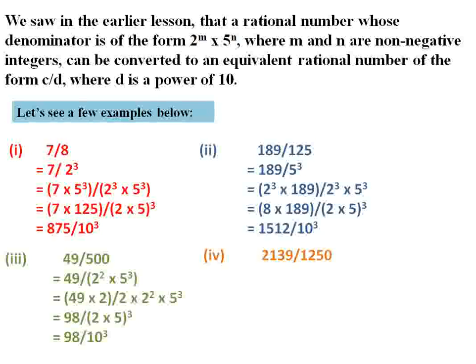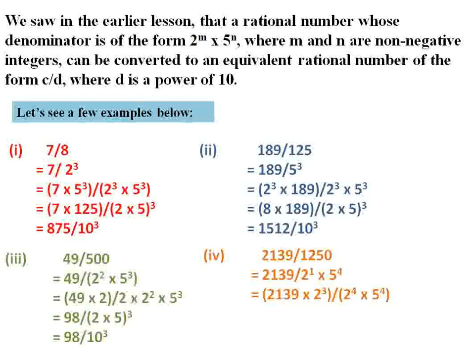Consider 2139 divided by 1250. 1250 is equal to 2 into 625. 625 is equal to 5 to the power of 4. So we can write the fraction as 2139 divided by 2 into 5 to the power of 4.